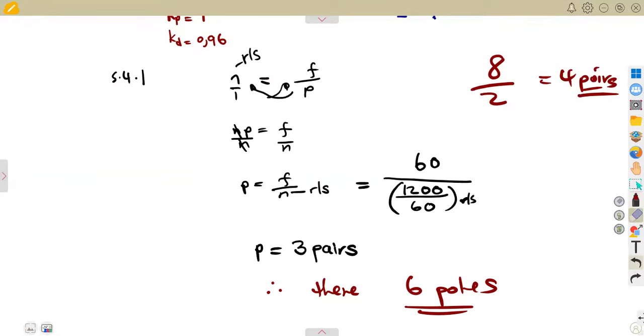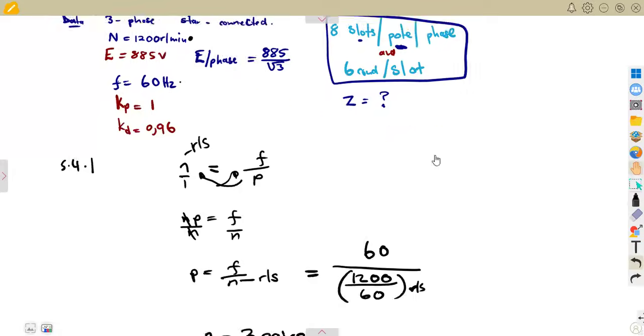This time we've got pairs, so to obtain the number of poles, you multiply by 2. 2 times 4, that is 8. So this is what we were just having there. Be careful. You have the pairs, then you've got the poles. These are 2 different things that we are given, okay? So that's our 5.41. It was to calculate the number of poles, not the pair poles.